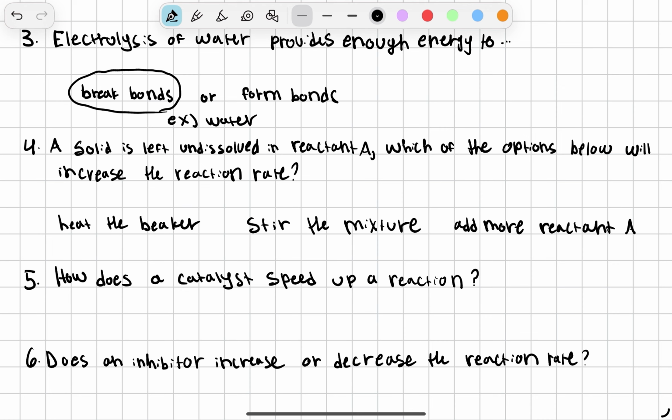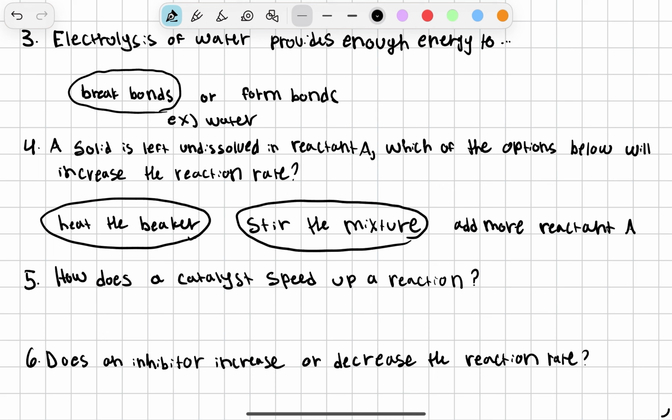Number 4, a solid is left undissolved in reactant A. Which of the following options below will increase the reaction rate? Heating the beaker, this is increase in temperature, so yes, this will increase the reaction rate. Stir the mixture, that will also increase the reaction rate. Add more reactant A. This is about increasing concentration, so this will increase the reaction rate.